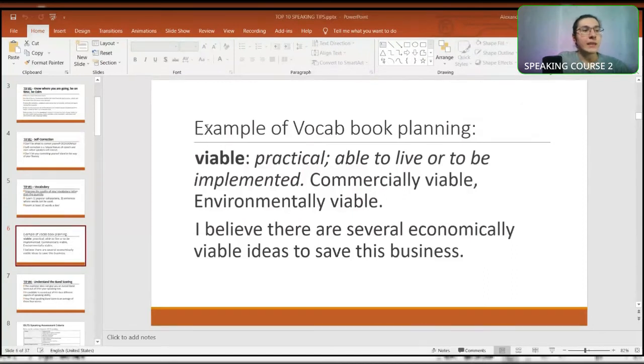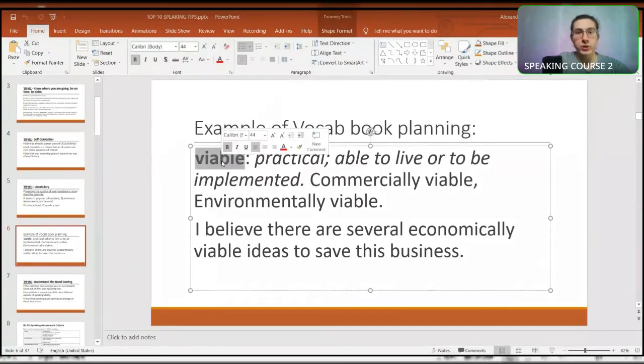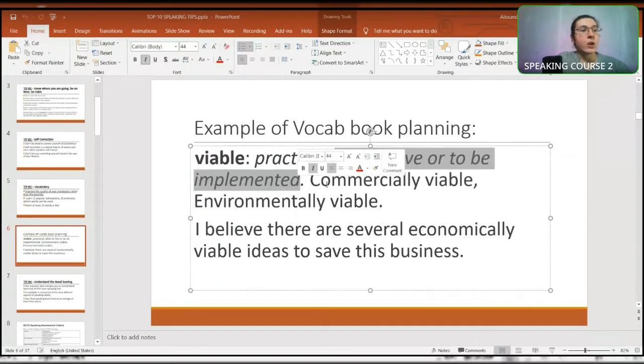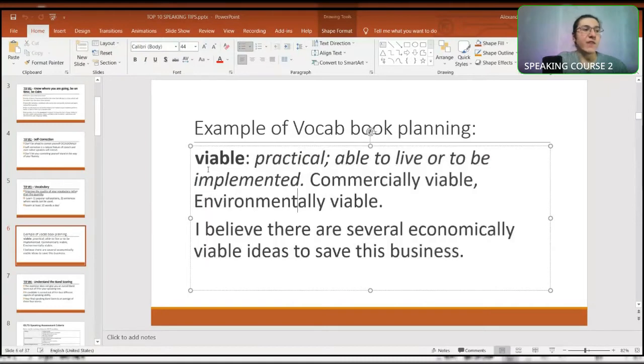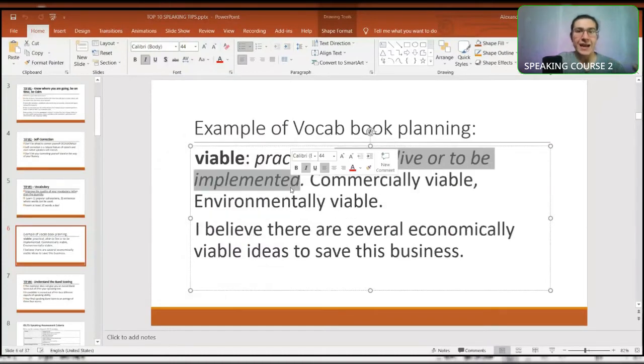So here's how I usually plan my own vocab books. Here's the word that I'm trying to learn. Here is a synonym. Here is an explanation. Here are some popular collocations, and here is an example sentence. For this one word, here are all of the things that help me memorize it. If I don't remember the explanation or the synonym, I can remember the example sentence. If I don't remember the example sentence, I can remember the collocations. If I don't remember the collocations, I can remember the exact explanation.